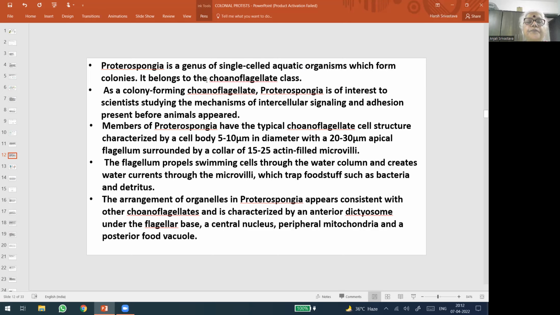which is the porifera. As a colony forming choanoflagellate, Pterodospongia is of interest to scientists studying the mechanism of intercellular signaling and adhesion before animals appeared. किस तरह से सेल टू सेल adhesions हुआ, सेल सिग्नलिंग हुई और किस तरह से टिश्यूज का कन्वर्शन हुआ, ये भी Pterodospongia की स्टडी किया गया है. And also not only this, also the ribosomal study, 16S ribosome and 18S ribosomal study of the genome and the genetical study also has established this transformation from the unicellularity to multicellularity condition.